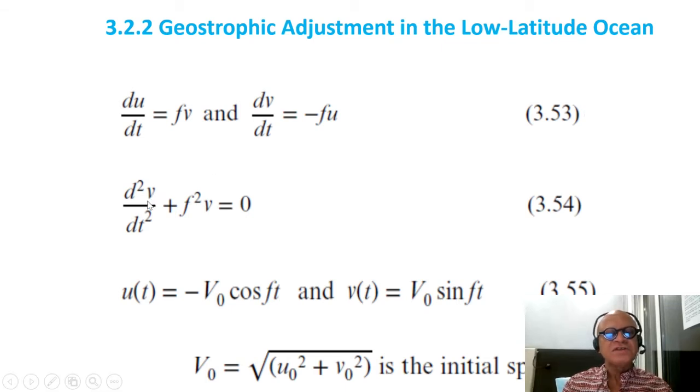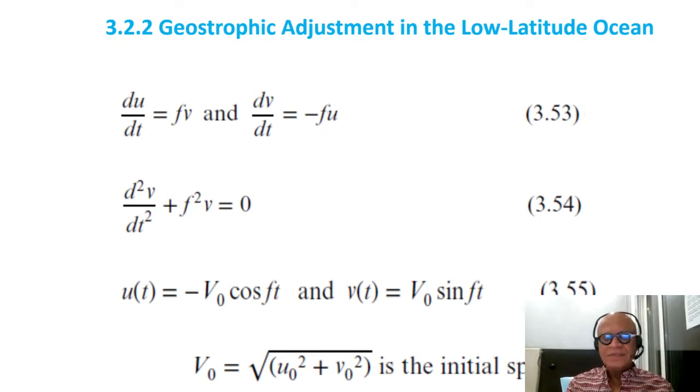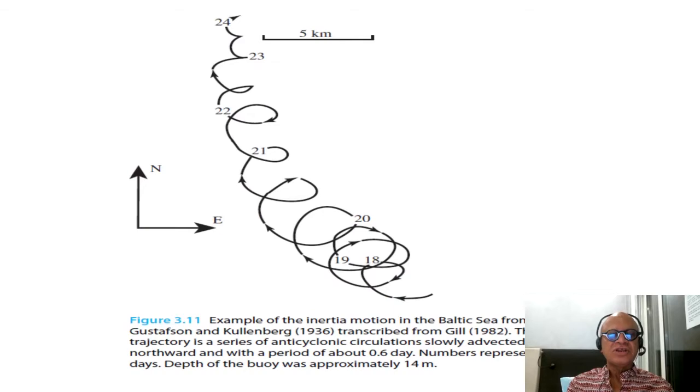And we can write this as d squared v dt squared plus f squared v, using the relation between v and u through these equations, where we can write the zonal and meridional currents in terms of the initial speed, which is the square root of u0 squared plus v0 squared. So that's v0 cosine and v0 sine with negative sign here. Obviously, density is not an issue here.